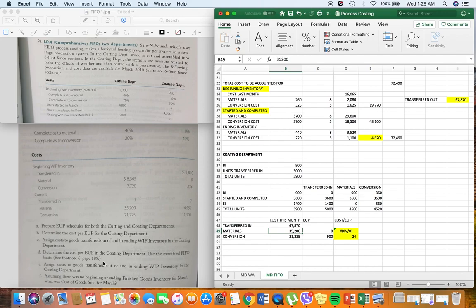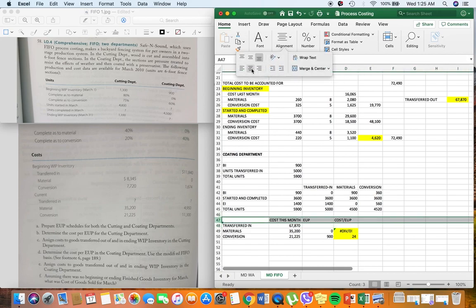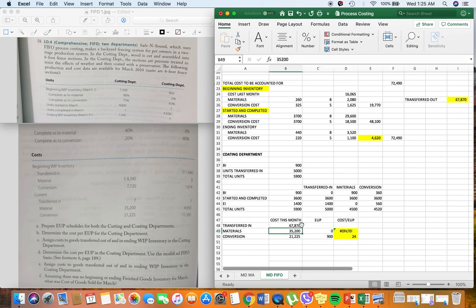67,870. Actually, for letter D, it says to use the modified FIFO basis. For the modified FIFO basis, what we do is we add the cost of the completed beginning inventory and the cost of the units started and completed in the second department. Then for our materials cost, I have to check. This is the current cost for materials for the coating department, which we will of course replace. This is equal to 4,950. And for conversion, we have 11,300.